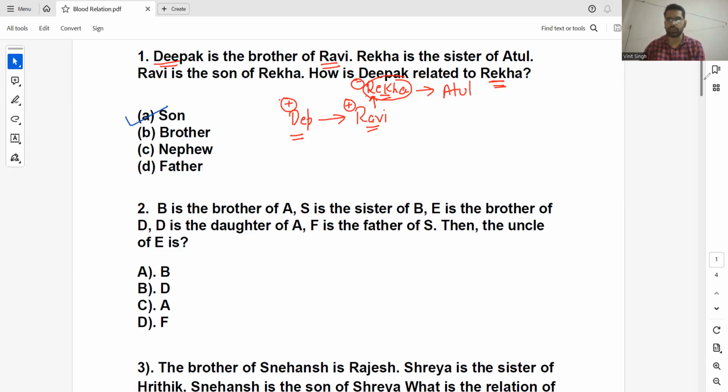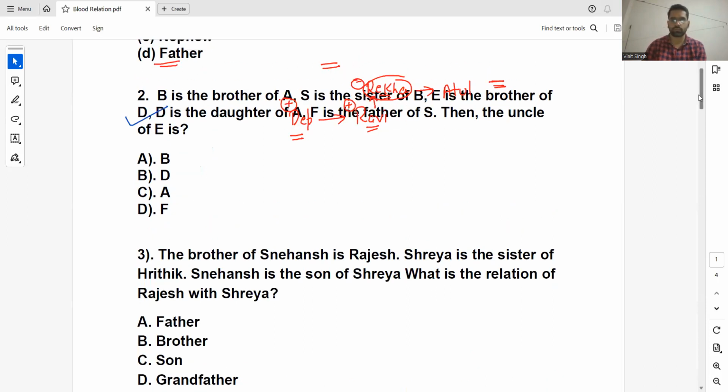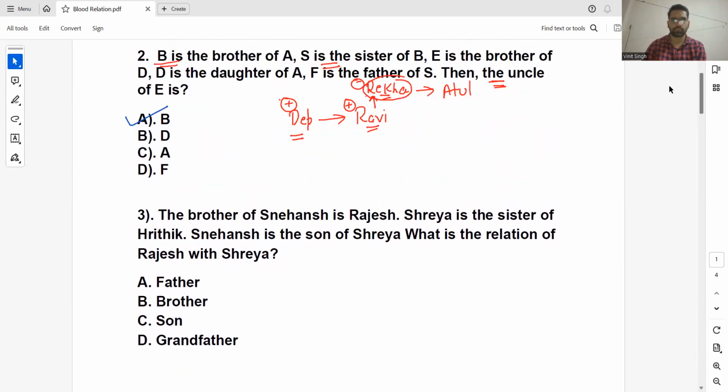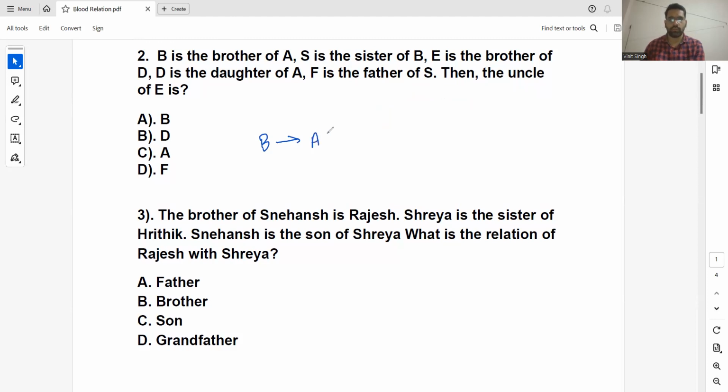Now, come to the next question. Question number 2. B is the brother of A. B is the brother. B is the brother of A. S is the sister of B. B is the brother. S is sister. Negative.